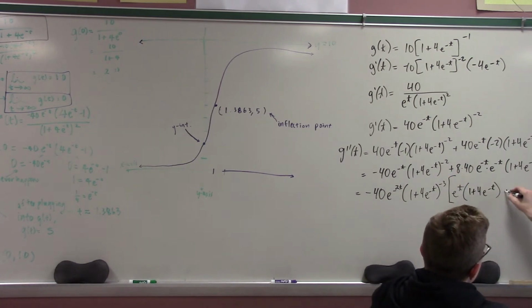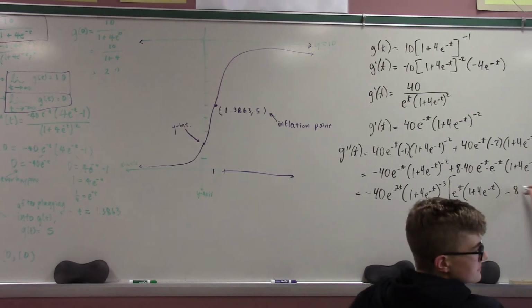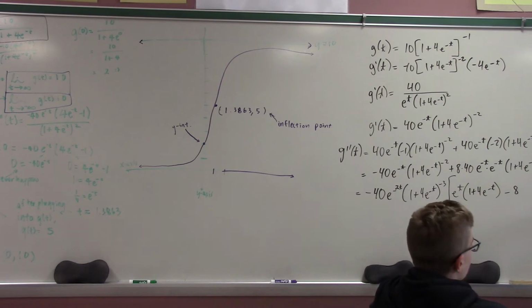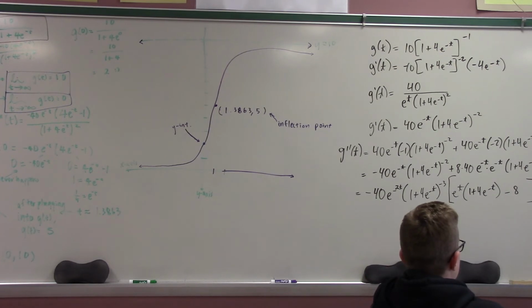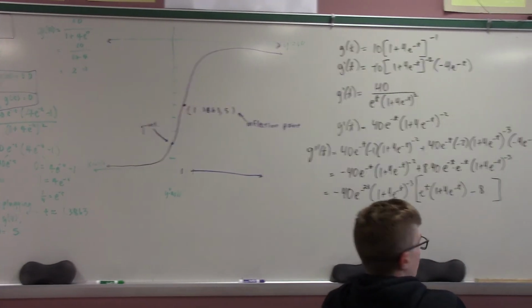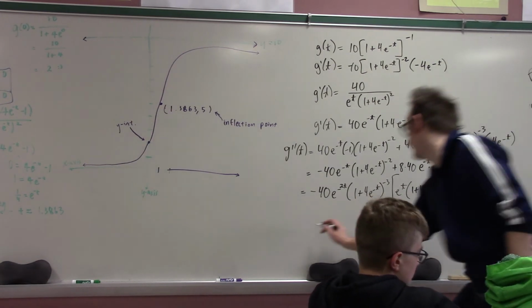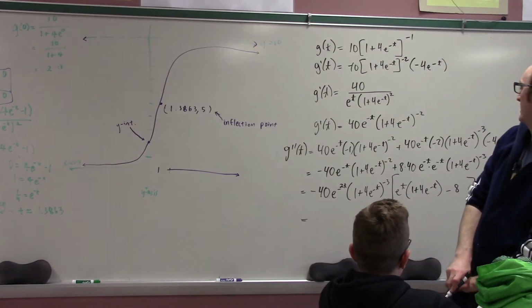And then over here I'm left with minus 8. That's it, I think. Well, I'm about to check. Minus 8, 40, e to the negative 2t. Yup. Okay, and I'm just double checking that's all right, but I think it's right. No one's helping me, so I guess I'll assume I did this correctly.